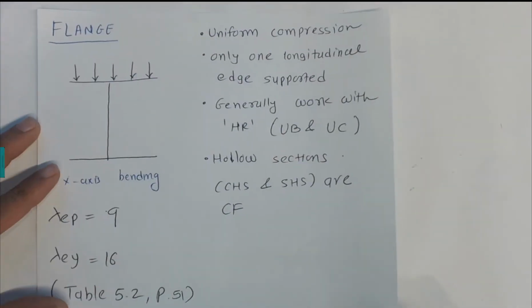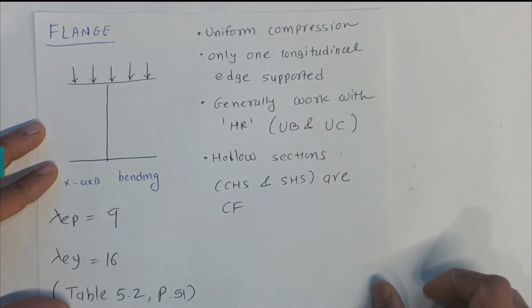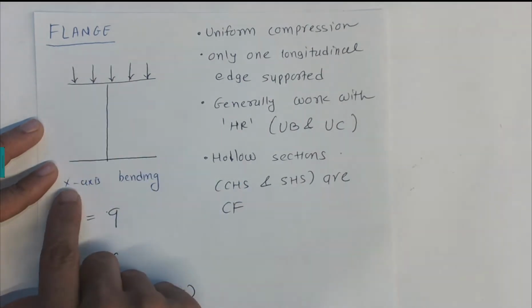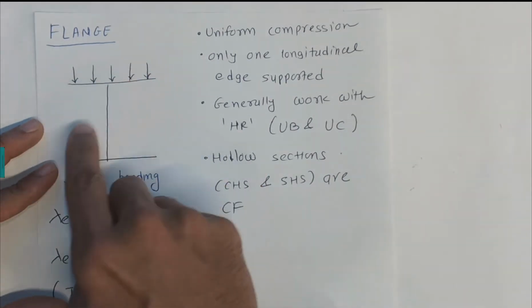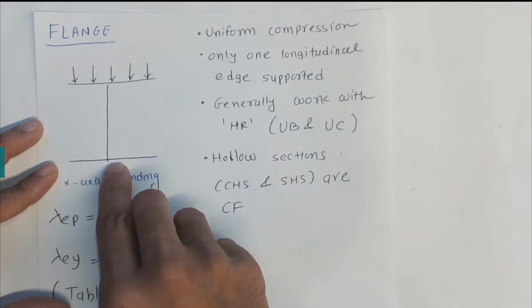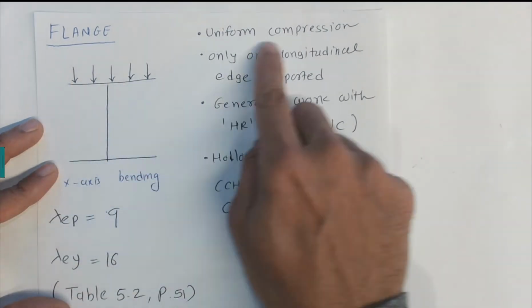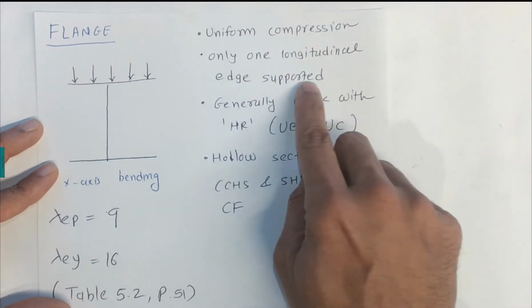Now in the case of the flange, generally we are working on I-beams. So when we take the I-beam bent about the x-axis, this is the flange, this is the web, and this is the bottom flange. This flange is generally subjected to uniform compression. Only one longitudinal edge is supported.